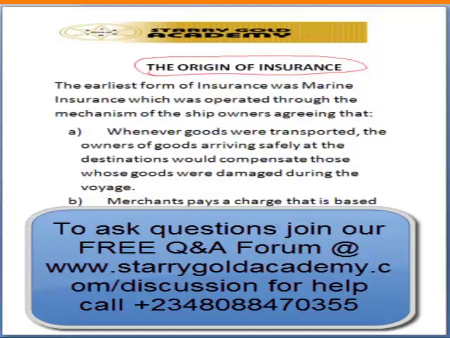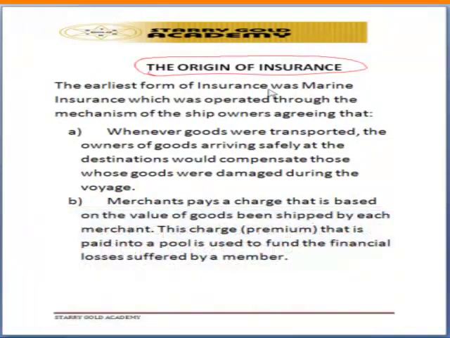Origin of insurance. The earliest form of insurance was the marine insurance policy. They operated through the mechanism of ship owners agreeing that whenever goods were transported, the owners of goods arriving safely at destination will compensate those whose goods were damaged during the voyage. And this is the conventional principle of insurance, what it is built on.